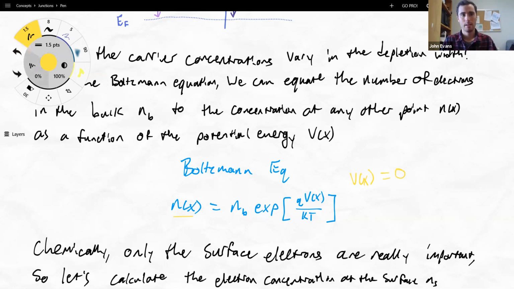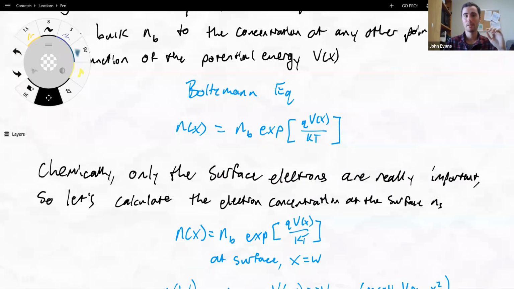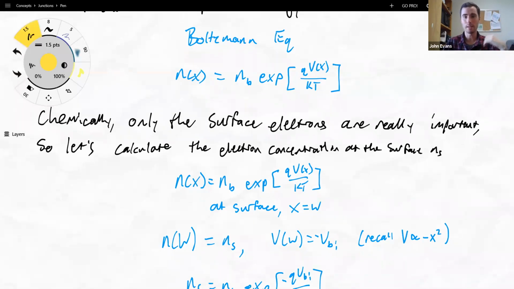But in chemistry, the bulk electrons are generally not that important because it's hard to get to them. They're far into our material. The only ones that are really important are the surface electrons. So it's good to have an expression for figuring out how many surface electrons there are. So let's go the other way. Let's say, what is the potential energy at the interface? What's the maximum potential energy? It's V sub BI, right? So we're going to take our expression here, and we're going to say at the surface, X is equal to W.